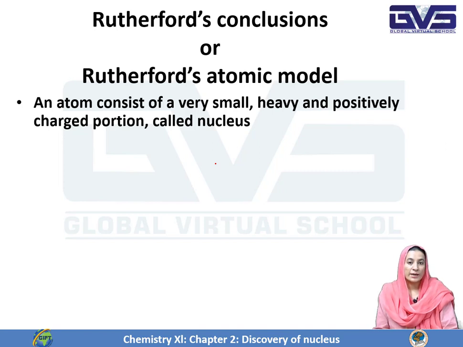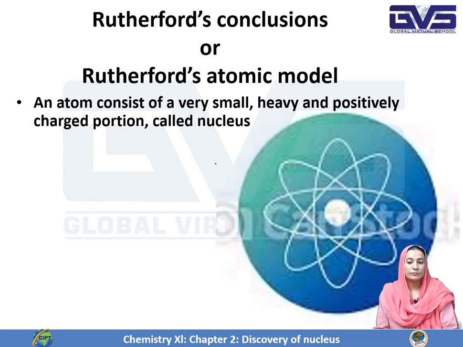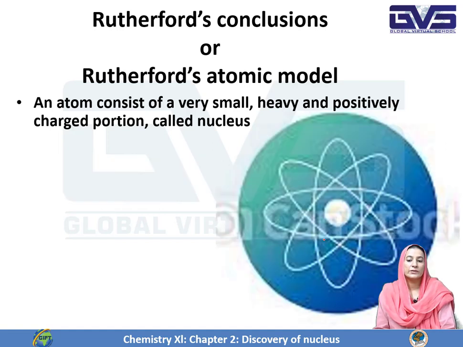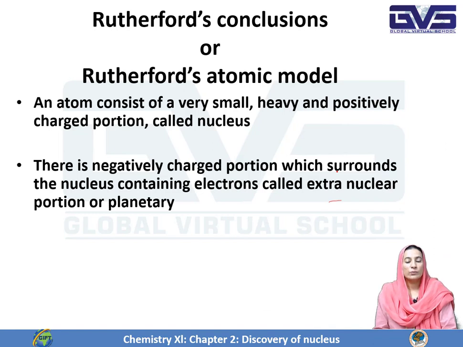So he concluded that an atom contains a very small, heavy and positively charged portion, and gave this part the name nucleus. Like this is the atom, this one center part, and around it the electron is revolving. There is a negatively charged portion which surrounds the nucleus containing electrons, called the extranuclear portion, or planetary. This is the nucleus, and this part where the electron is revolving, because the electron is revolving in three dimensions, is called the extranuclear portion, or planetary.